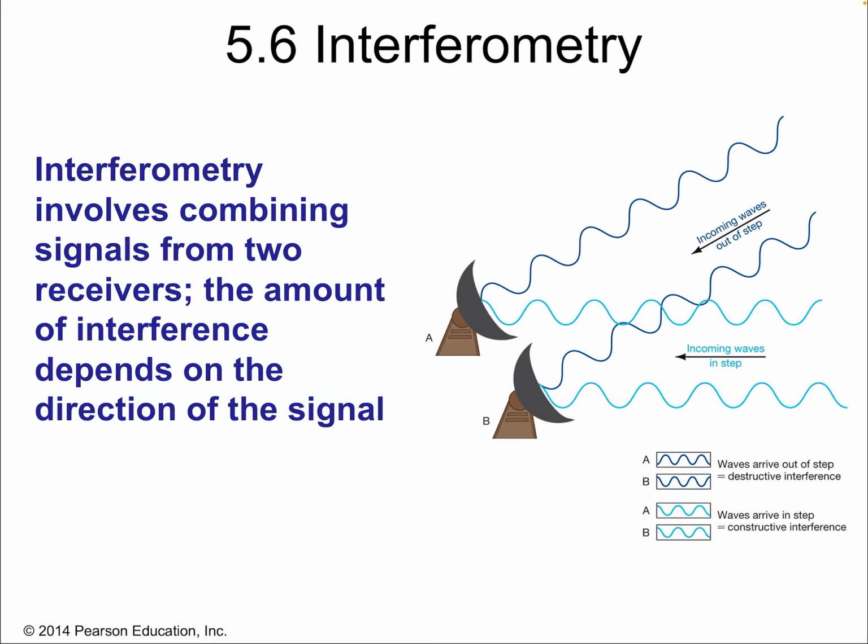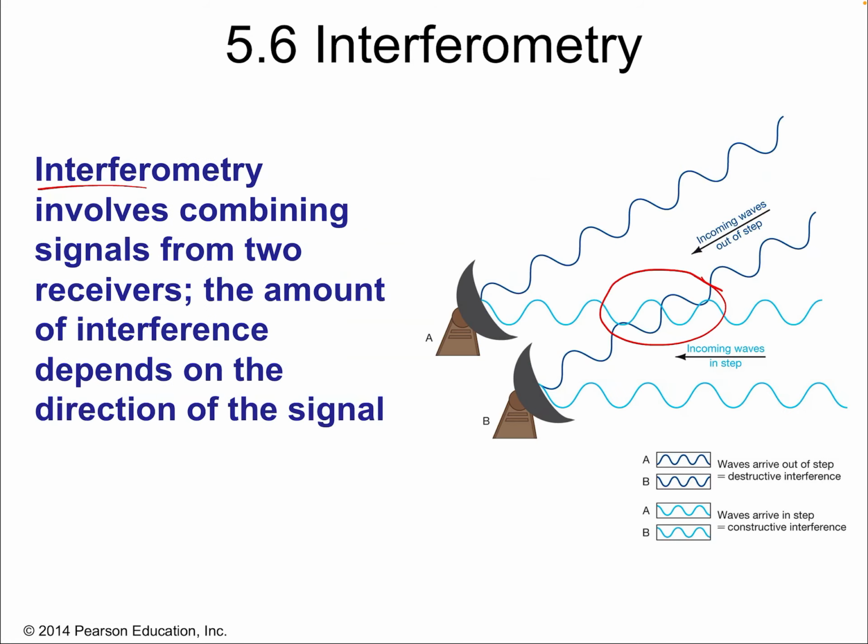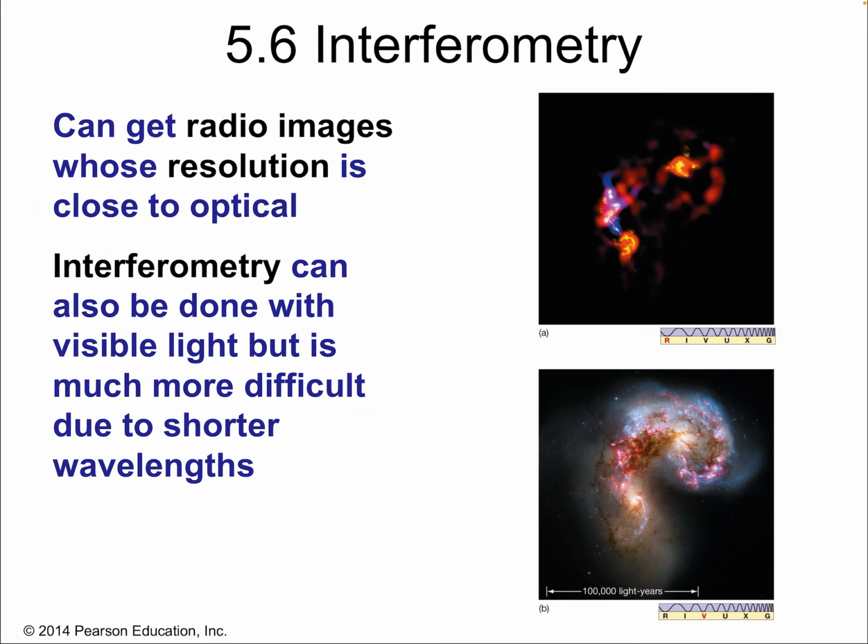Interferometry involves combining signals from two receivers. The amount of interference depends on the direction of the signal. Notice the idea of the interfering waves; that interference comes up in the name of interferometry. When scientists and engineers build arrays like this, they carefully know the distances between every telescope so they can calculate that interference and thus collect their data. We can get radio images whose resolution is close to optical. Interferometry can also be done with visible light, but it is much more difficult due to those shorter wavelengths, so it's not done on such a large scale by any means.